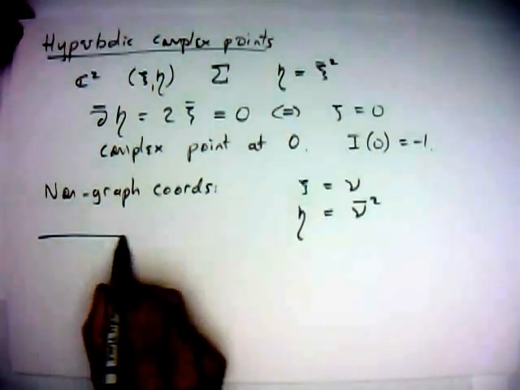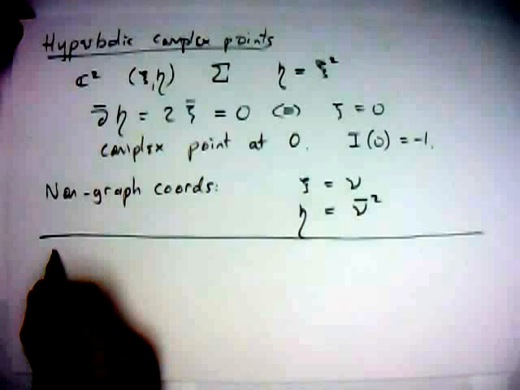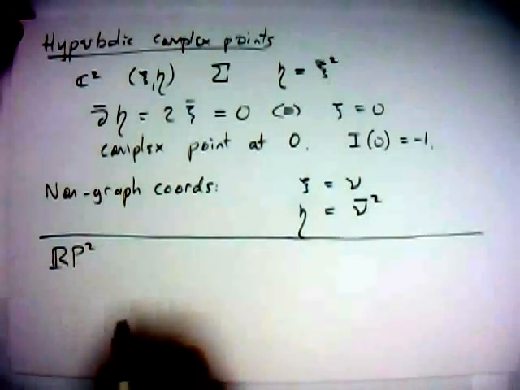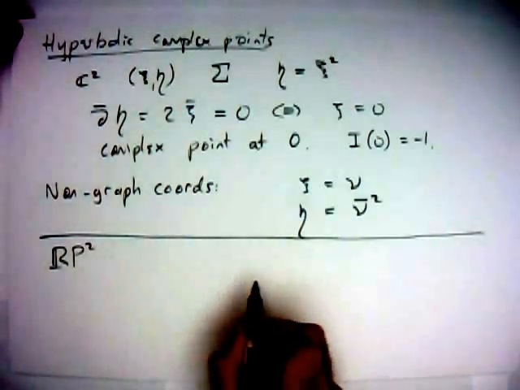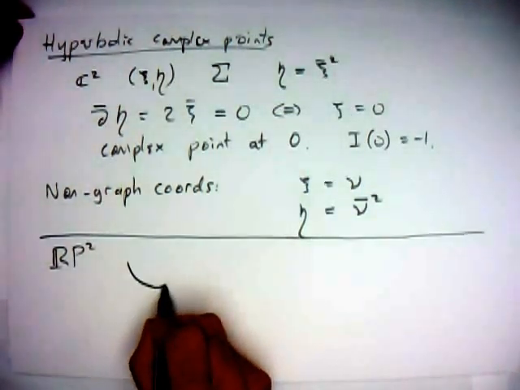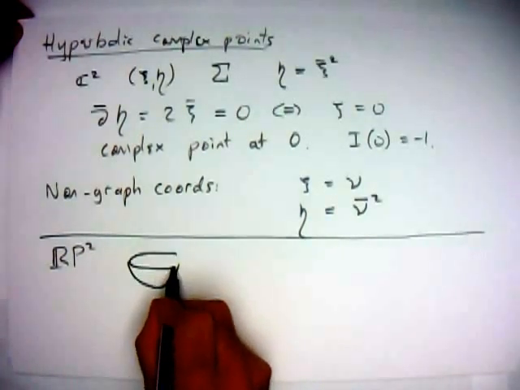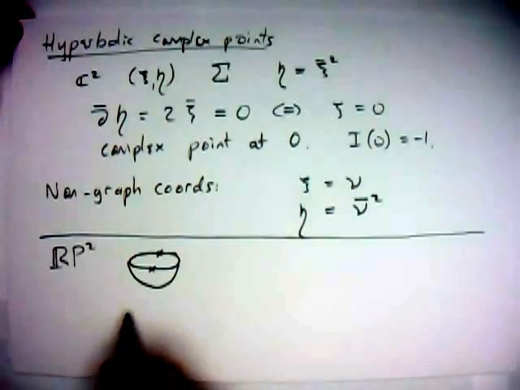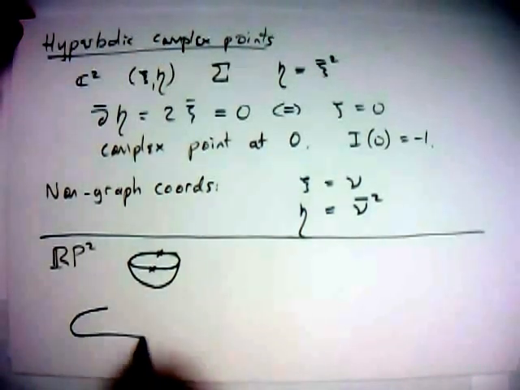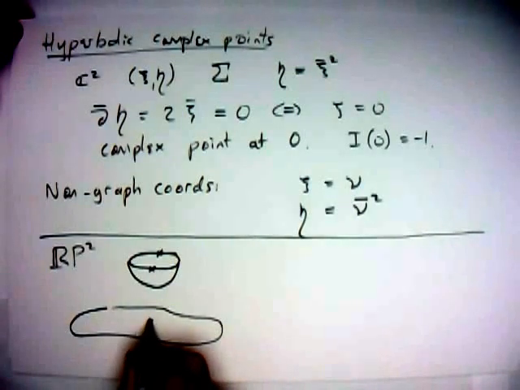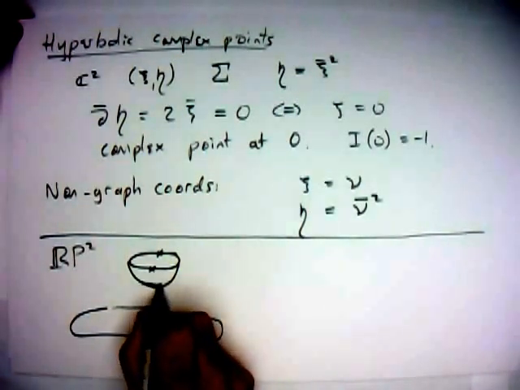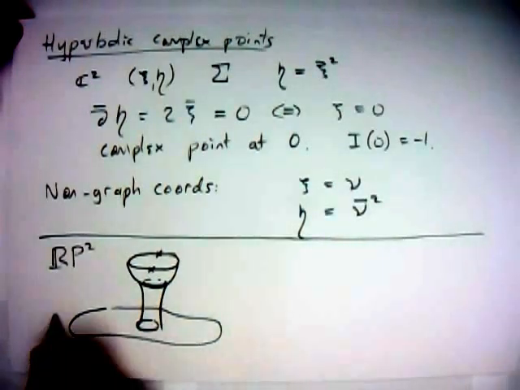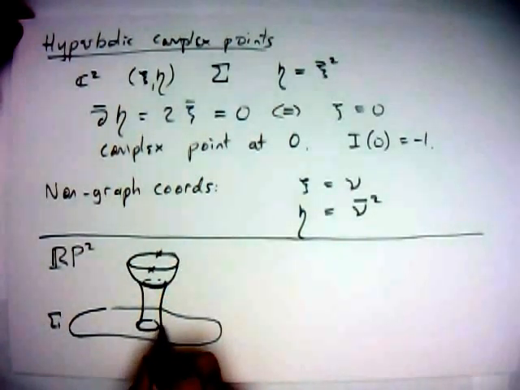Now, we want to connect it to RP2. So let's think about RP2. RP2 is a sphere with antipodal points identified. In fact, it's probably easier to think of it as a hemisphere. So you can think of it as a disk where you identify opposite points on the boundary. And what we're going to do is take this real surface here, cut out a disk, and then glue them together. So this will be your connect sum of your original surface with an RP2.